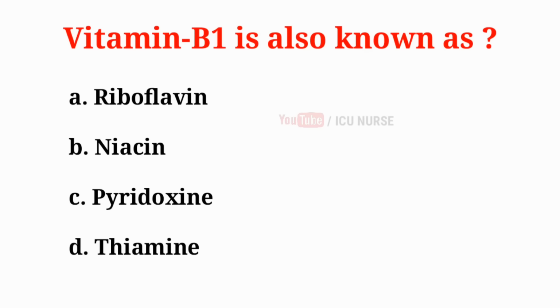Vitamin B1 is also known as: A. Riboflavin, B. Niacin, C. Pyridoxine, D. Thiamine. And the correct answer is D. Thiamine.